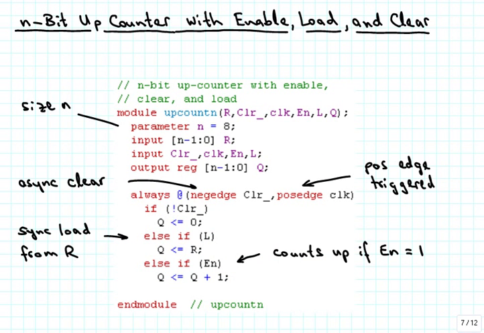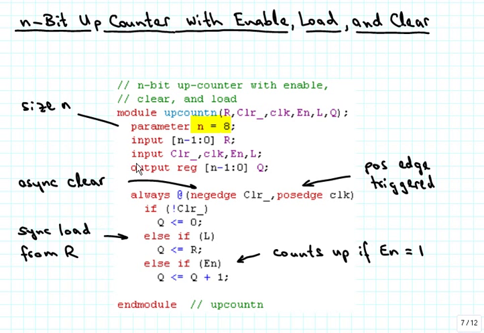Here is a parameterized version of an n-bit up counter with enable, load, and clear. So the parameter n is given here at the beginning. As before, we are making R and Q dependent on that parameter n. And then we have the clear input, the clock input, enable input, and in addition now also the load input so that we can preset the value of the counter.